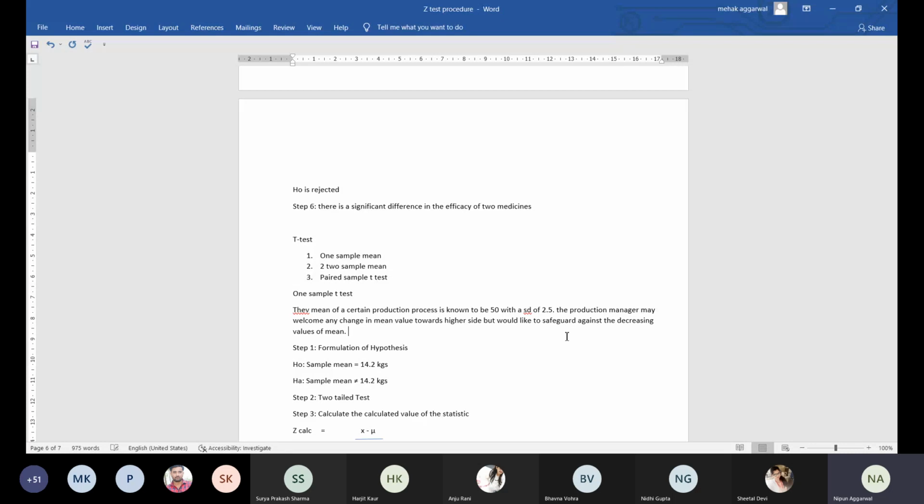Fine. Then for the same, he takes a sample of 12 items, and that gives a mean value of 48.5. What inference should the manager take?